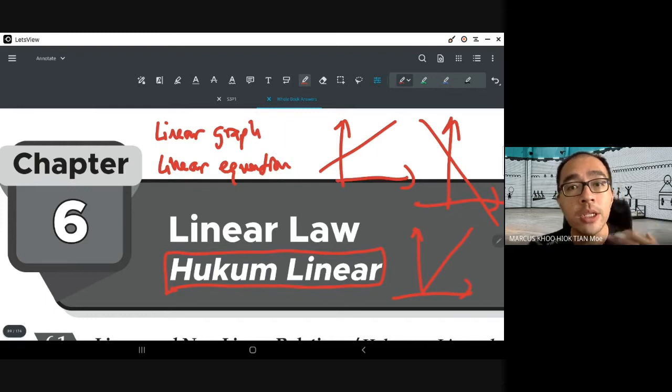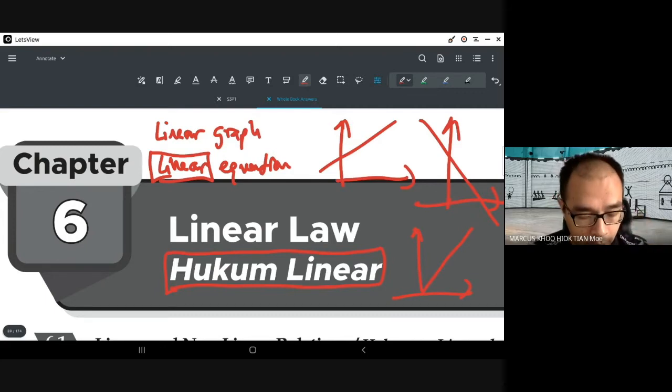In this chapter, we want to see how we can convert a non-straight line graph into a straight line graph. It is possible to do it using mathematics. If I give you a non-linear equation, non-linear meaning it has squares, one over x, all those things, you can actually change it into a straight line graph.